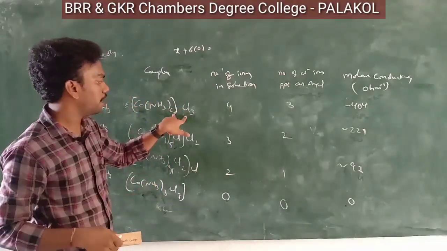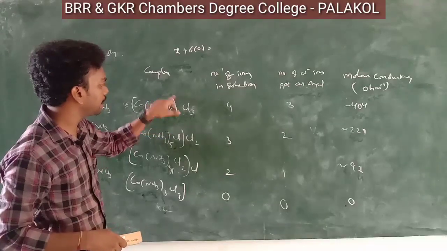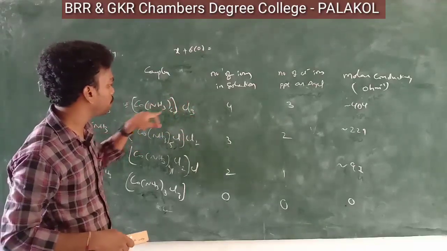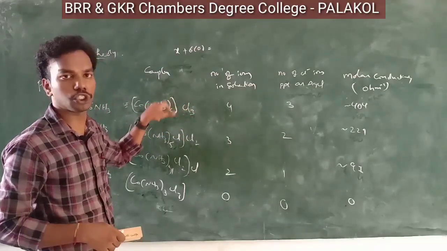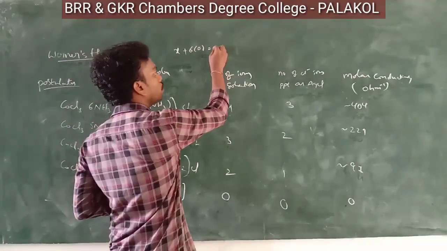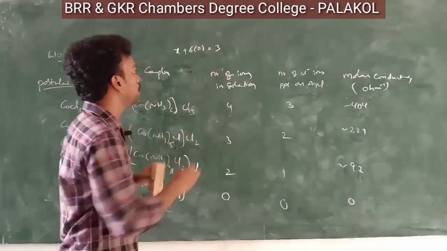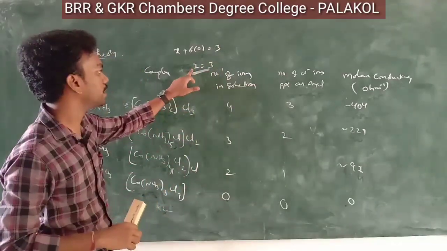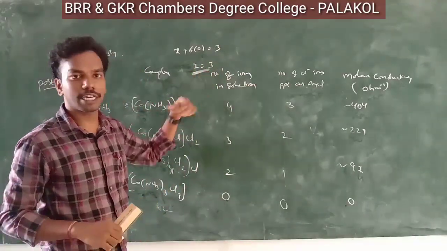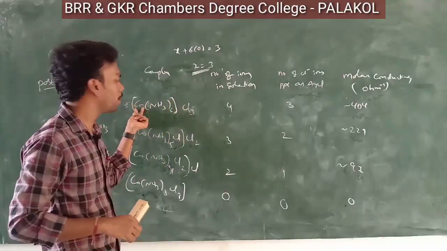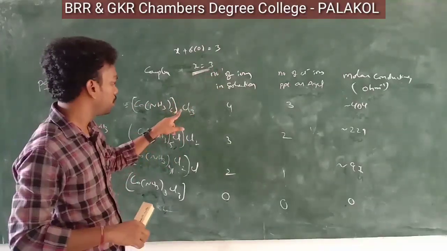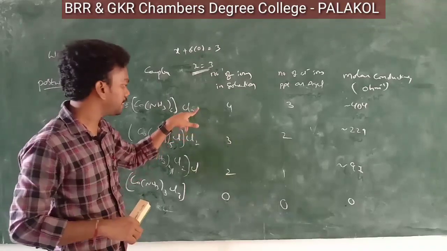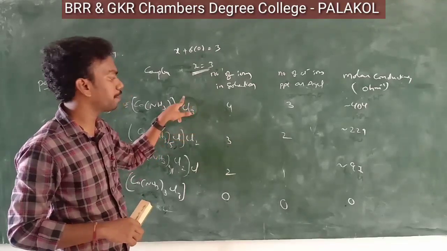This can be ionized as [Co(NH3)6]3+ and 3 Cl minus. So over the coordination sphere there are 3 positive charges. That means X plus 0 equals 3 plus, so X comes out to be 3. The oxidation state of cobalt here is 3, which corresponds to the primary valence of cobalt, 3. So the 3 Cl minus ions are satisfying the primary valency.